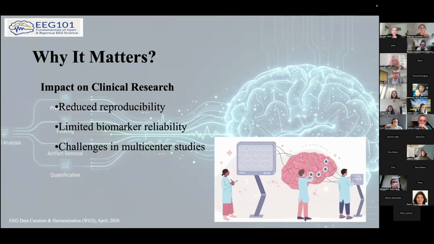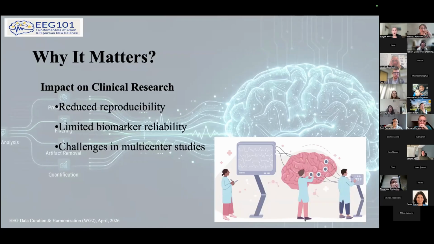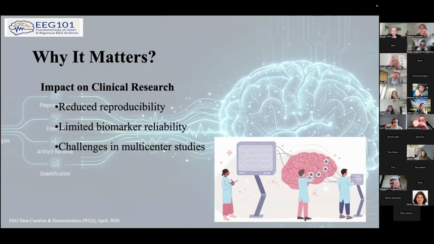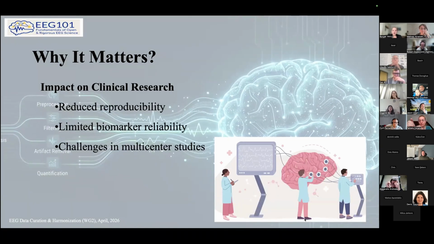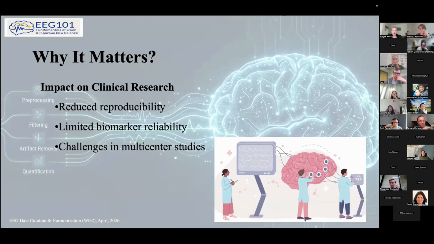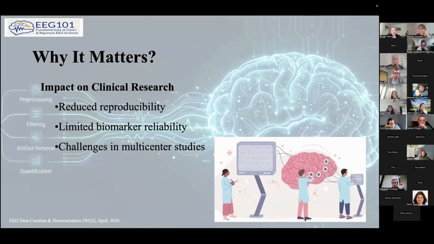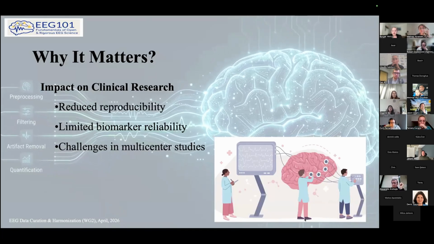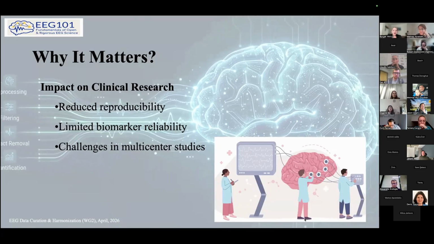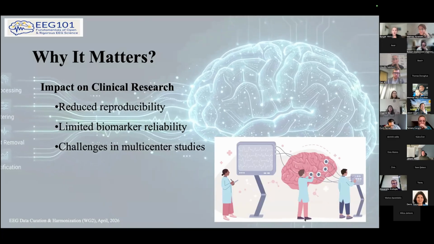Conclusion: ERP is a powerful tool for clinical neuroscience, but it is highly pipeline dependent. If we want ERP to become a reliable clinical biomarker, we must first ensure methodological consistency. Same data, different pipeline, different consequences, unless we harmonize.